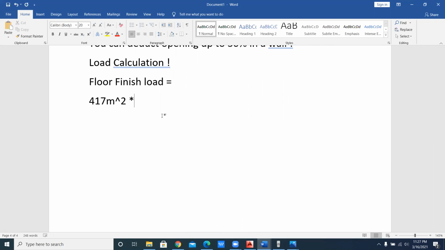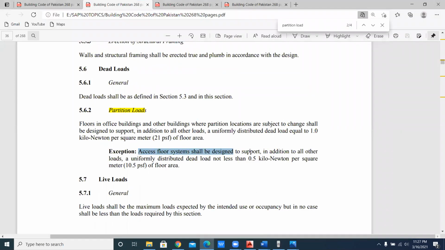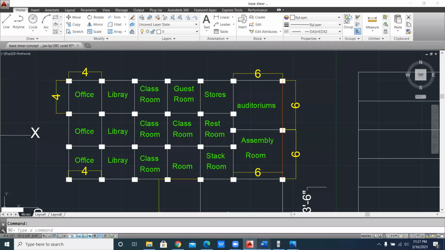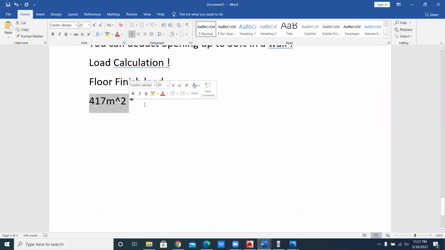Multiply with what does the code say? The code says that access floor systems shall be designed to support in addition all other uniformly distributed load not less than 0.5 kilonewton per square meter of floor area. It means that our floor area is this one, 417 square meter, multiplied by 1, that is the factor. Not less than 0.5, okay. It means I can take more than 0.5, because it is not limited upward, except for restrooms. For the restroom you will take only 2.4, not exceeding 2.4. Okay, so this one is kilonewton per meter square. Only kilonewton will be left. Sorry for that. So I'm going to work on the gap.